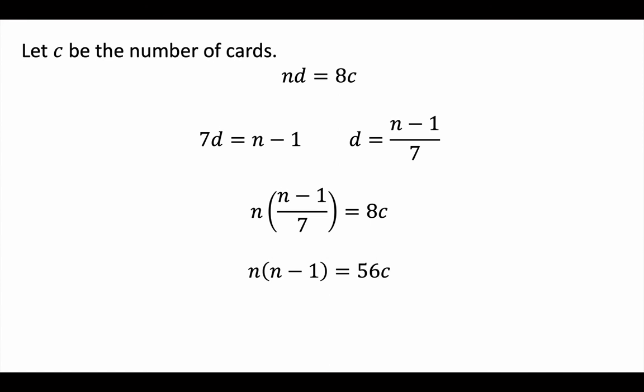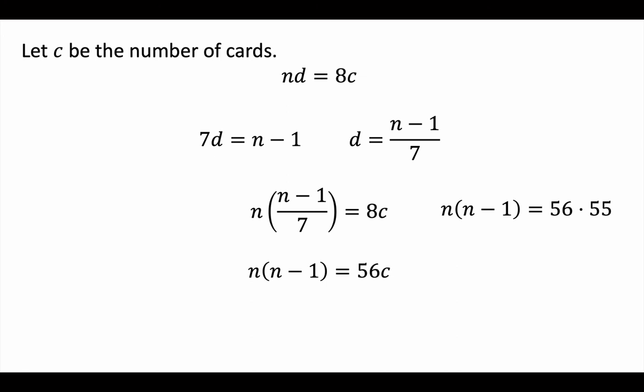Let's suppose we have C cards. We know C is at least 55. We don't think it's 56, but there would be some more cards that we could add to the deck. In this case, n times D, the number of pictures overall after cutting them all out, would be 8 times C. Still have the 7D equals n minus 1 equation, which we can substitute, and we can multiply both sides by 7. So we've got to guess, what value of C will work? We want 2 consecutive numbers, n and n minus 1, whose product is 56 times C.